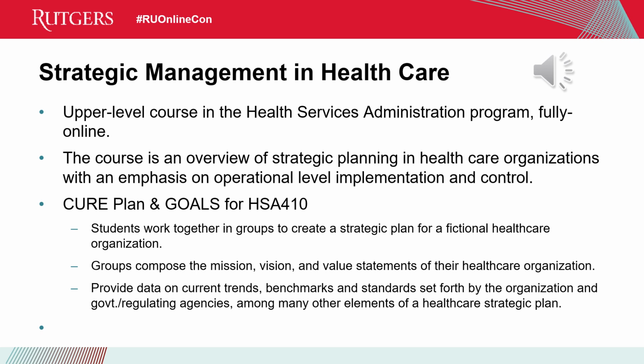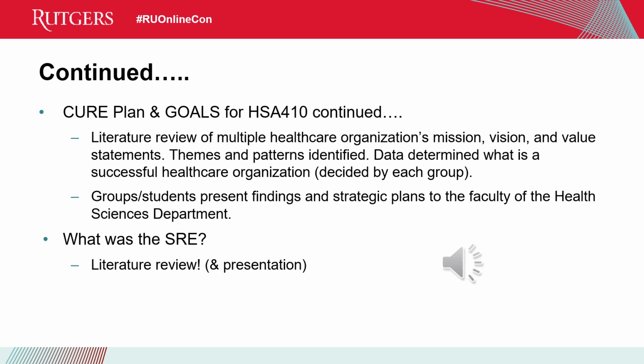They knew what needed to be a part of it. The next part, or another goal, was to have a literature review of multiple healthcare organizations' mission, vision, and value statements. So each group could choose healthcare organizations from within the United States. They could choose whatever ones they wanted to, but I wanted a lit review done on their mission, vision, and value statements.